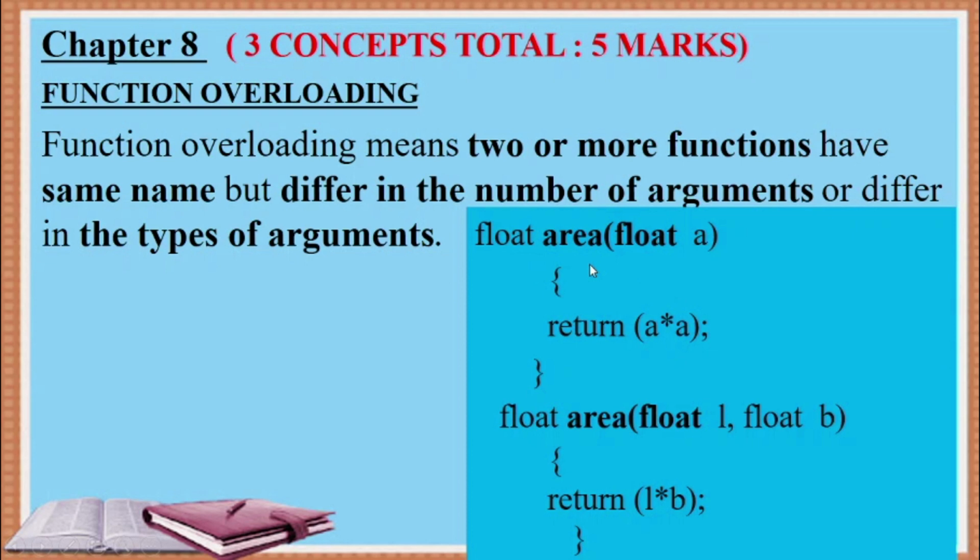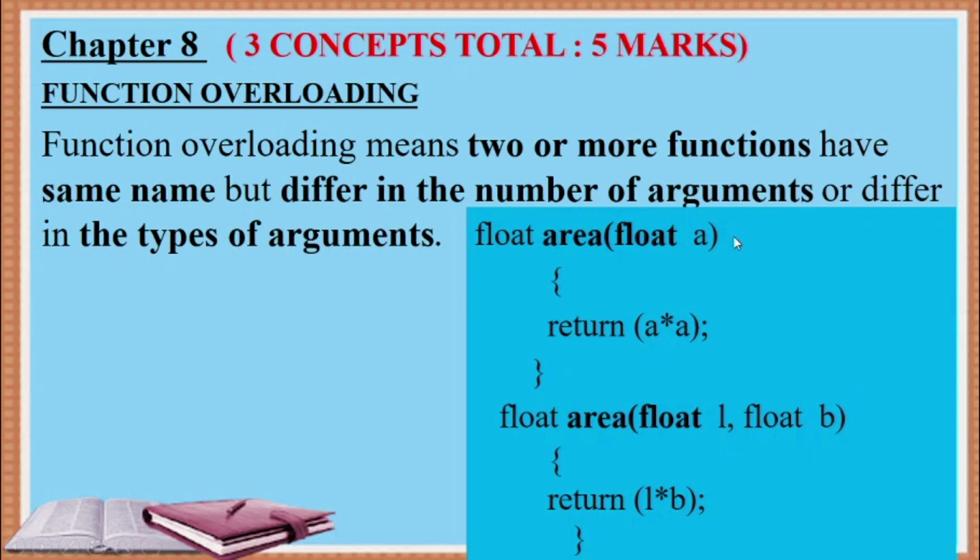So example here, both the functions are named as area. But this first function is used to find the area of square. That is why a into a. And here only one argument. For finding the area of the square, we need only one side. Correct? And for finding the area of rectangle, we have to calculate length into breadth. That is why here two arguments.